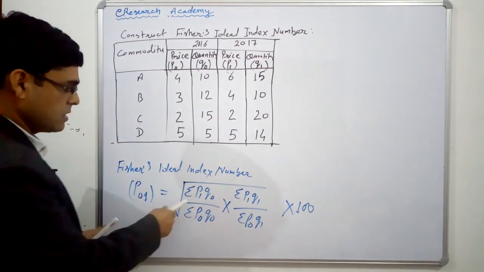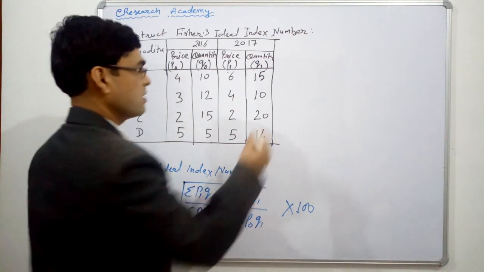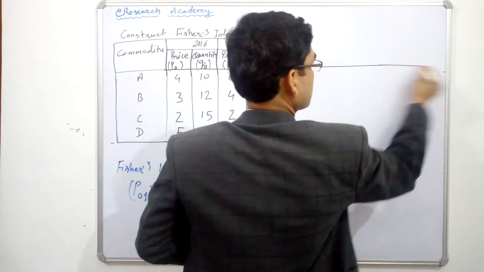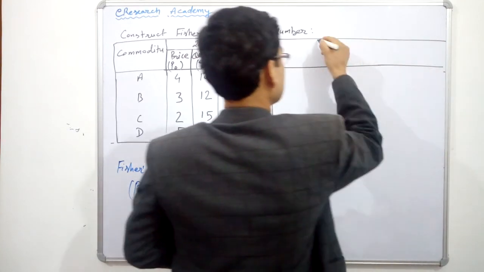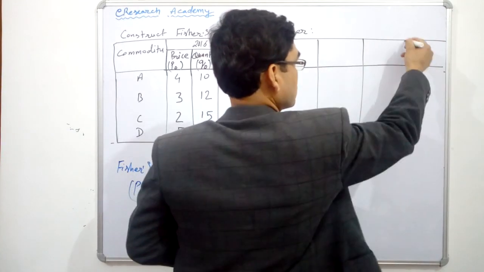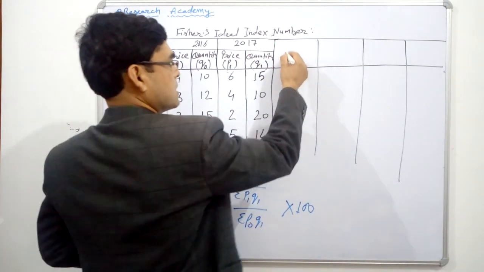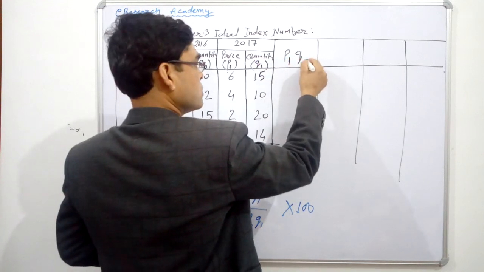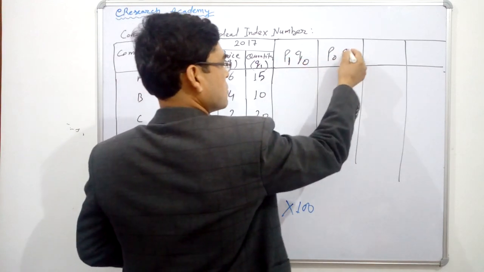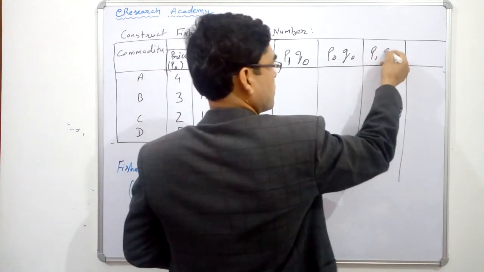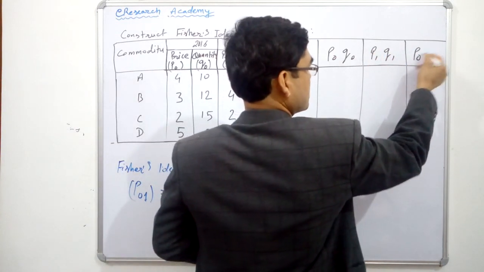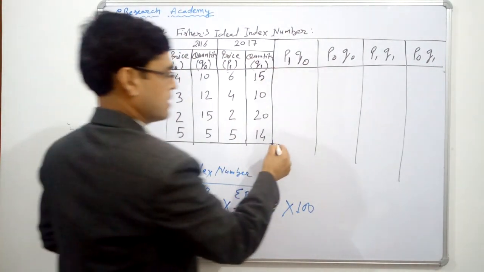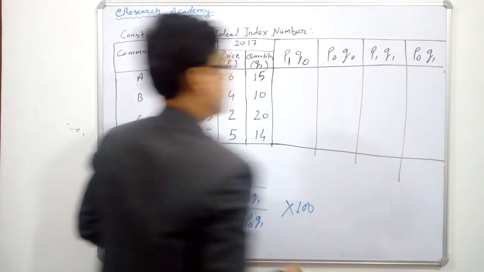The first column we need is P1 Q0. This is P1 and Q0. Then P0 Q0, P1 Q1, and P0 Q1. So according to the formula, just make these columns here and get the values.